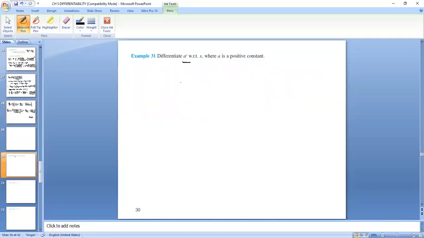Now, the question is differentiate a raised to power x with respect to x, where a is a positive constant. First, we will differentiate it. Then whatever the answer will be, it will be one of our formulas also. Then we will keep this in mind as a formula. So the very first step is take y is equal to a raised to power x, right?